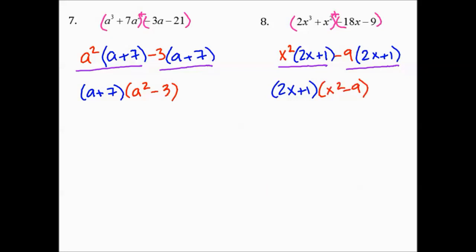But on this problem, if I look closely, x squared minus 9 can be factored farther because that is a difference of perfect squares. Because I have x squared minus 3 squared. So my final answer would be 2x plus 1, and then x plus 3, and x minus 3.